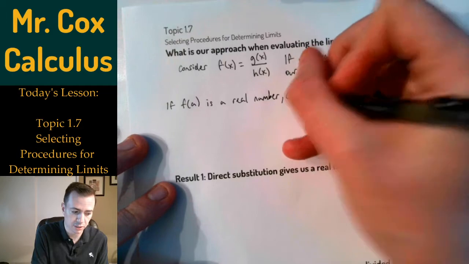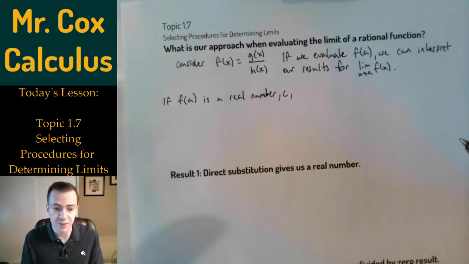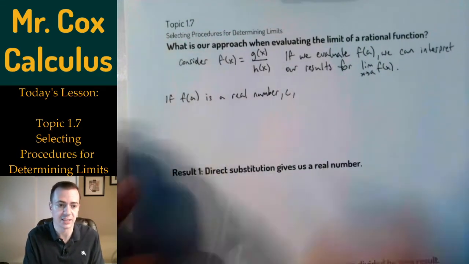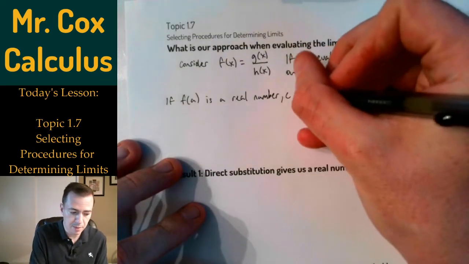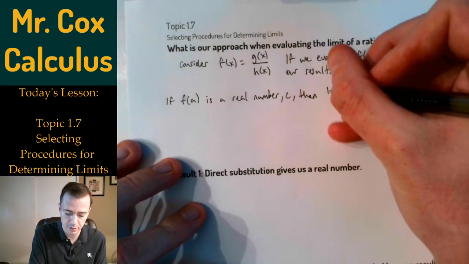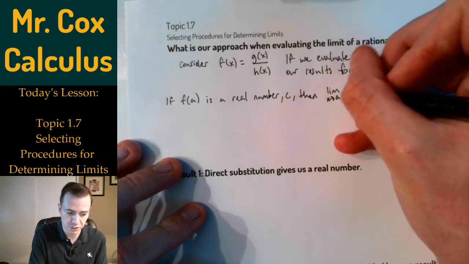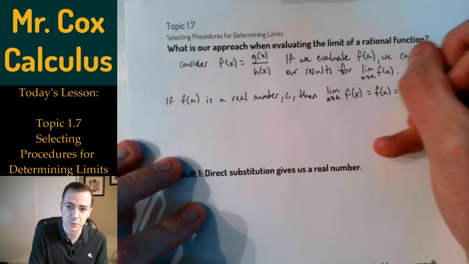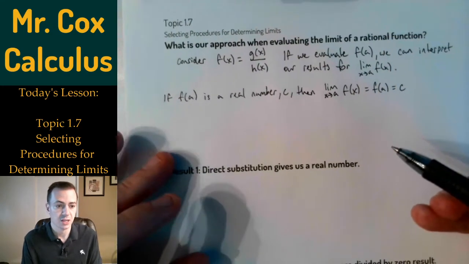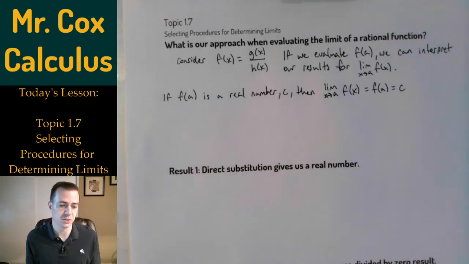which we'll call c. In other words, if I substitute a into f of x and I get a value, 2, 1 over 4, 0, some sort of actual number value, then that means the limit as x approaches a of f of x equals f of a, which we just said was equal to c. So if we use direct substitution and get an answer, that's our answer for the evaluation of this limit.